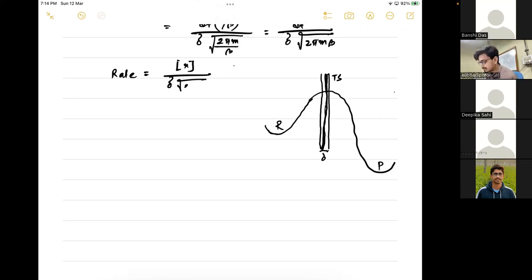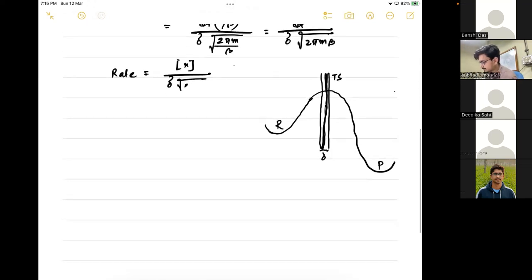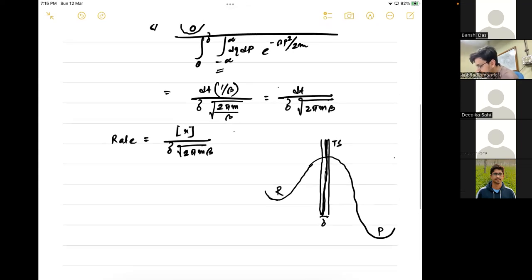If they are in the integration in the denominator, the other variable is missing here. I think this is dx or dr. It's just a mathematical thing. Yes, this is dq. So the rate will be the probability times the concentration. Rate is basically probability per unit time, so probability divided by dt. That's why the rate will be just the concentration times 1 divided by delta times root over 2 pi m beta.